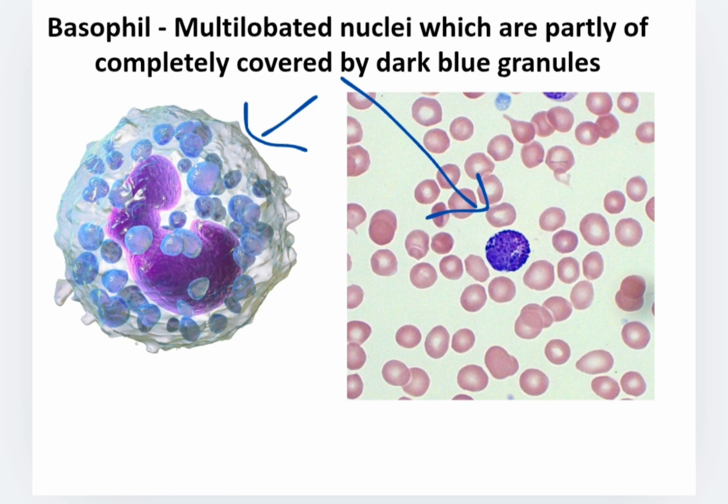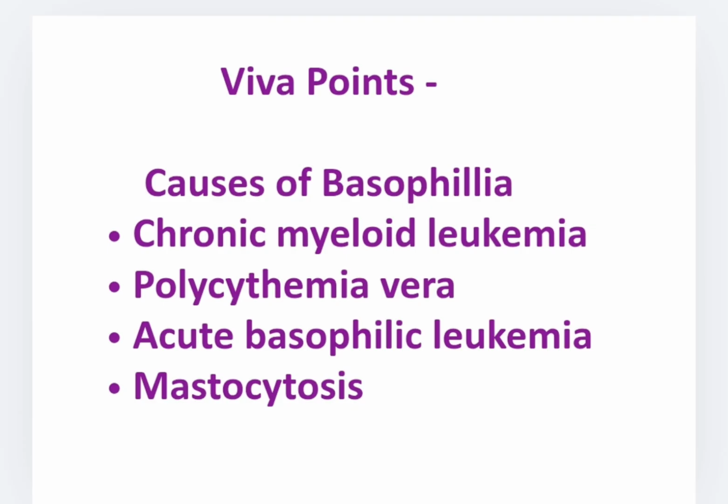Moving on to the last cell, basophil. It has multilobed nuclei which are partly or completely covered by dark blue granules. The most common cause of basophilia is CML, or chronic myeloid leukemia. Also it increases in polycythemia vera, acute basophilic leukemia, and mastocytosis.